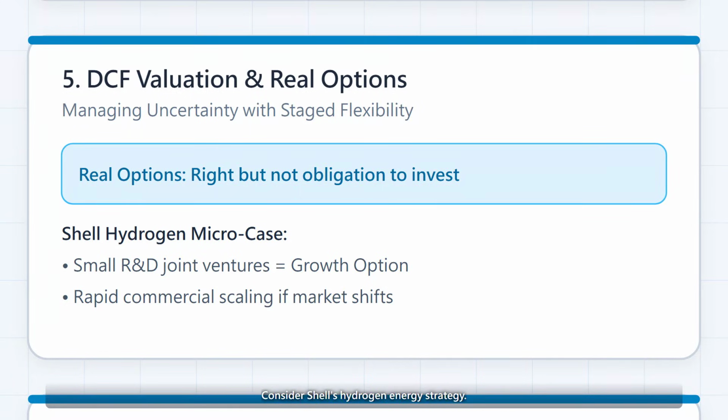Consider Shell's hydrogen energy strategy. Shell made modest joint R&D investments in hydrogen. While negative under static NPV, these investments bought valuable growth options. If climate regulations accelerate, Shell holds the option to rapidly scale commercial deployment.